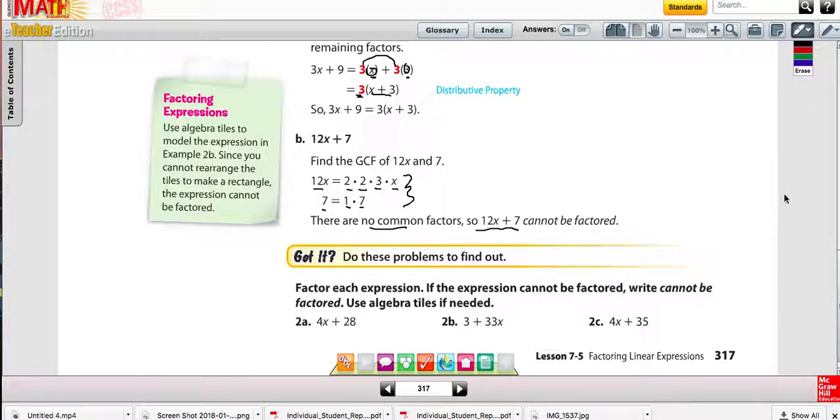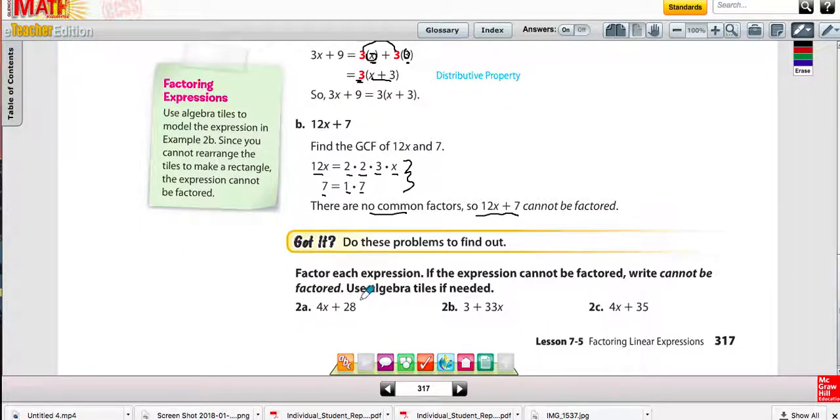I'd like to show you just another way to do these at the bottom here, just thinking about these, maybe without doing tiles, but just thinking about what goes into 4 and 28. You might be thinking 1, but there's a higher factor. You might be thinking 2, but there's even a higher factor than that. 4 actually goes into 4 and 28. So what we're going to do is pull out that greatest common factor, the 4, and then we're going to do parentheses.